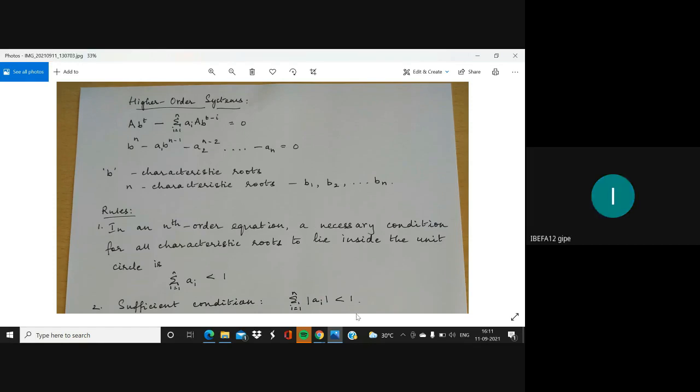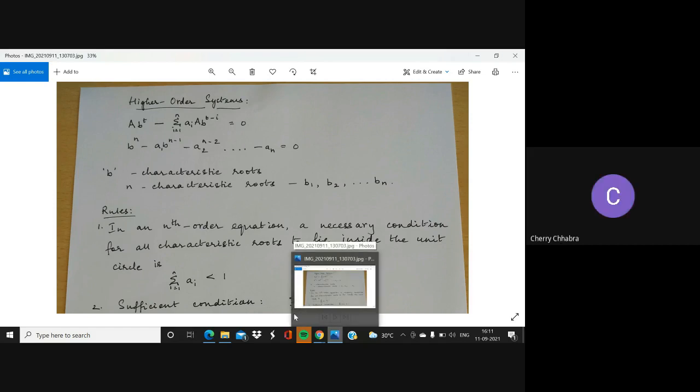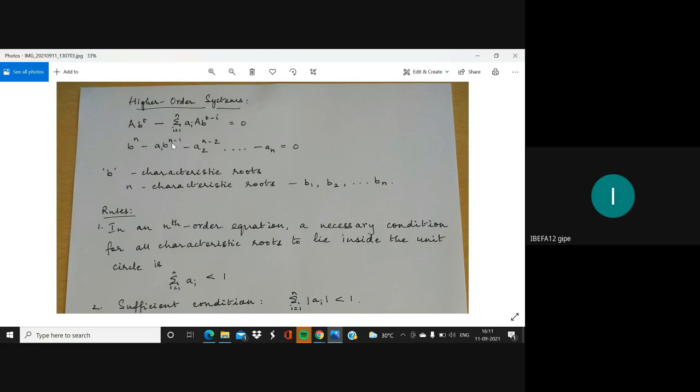For the case that I typed in the chat box, what you will get is b square minus a1 b minus a2. That will be the term in brackets, and outside brackets you'll have ab raised to the power t minus 2. That term will vanish, it's equal to 0 anyway. So you'll be left with only b square minus a1 b minus a2. So that is your characteristic equation.